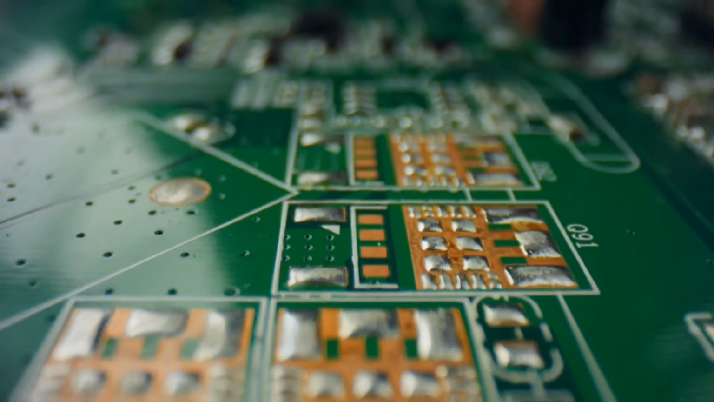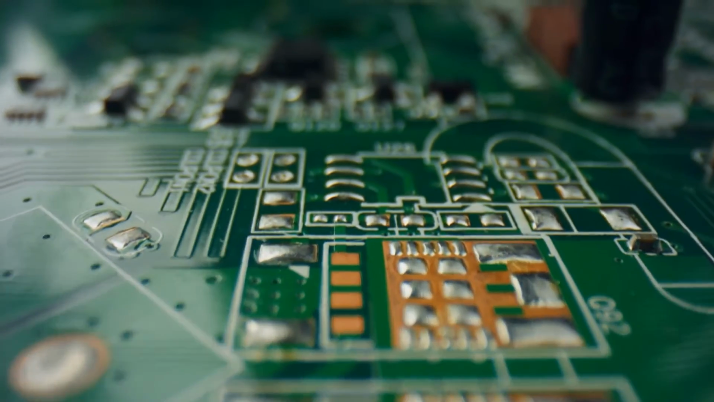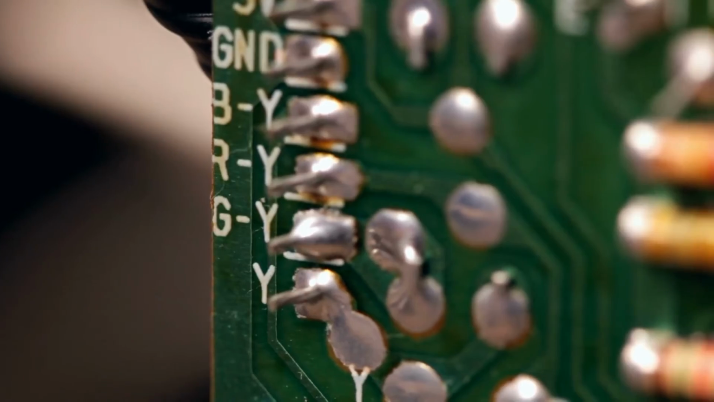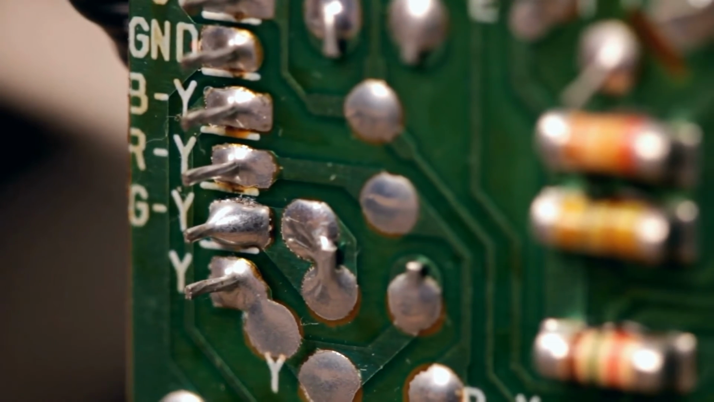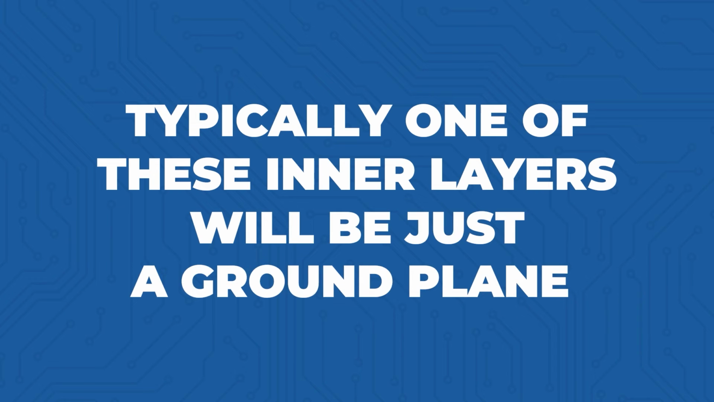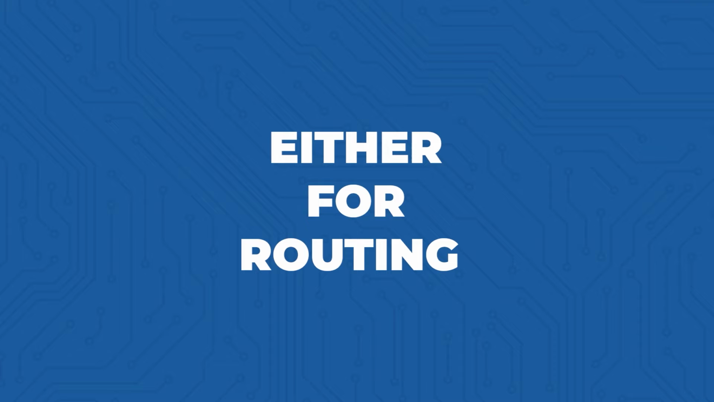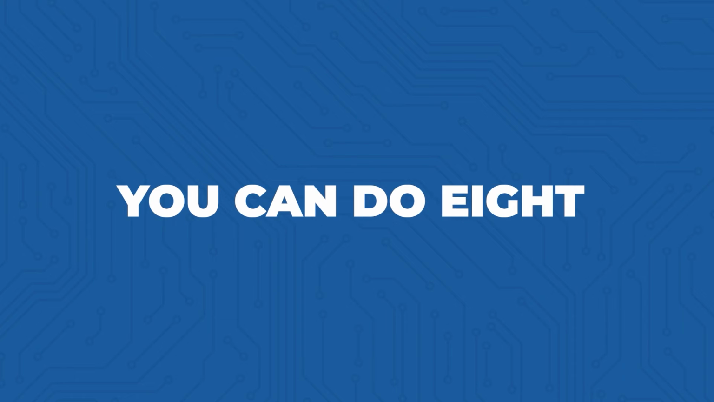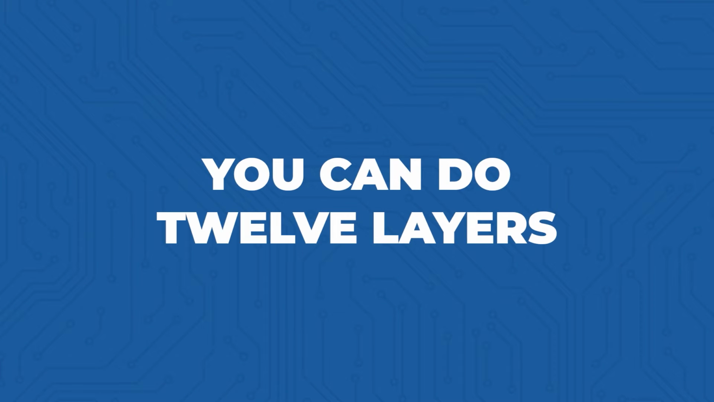Once again, you can have the top and the bottom side, which can have components and then also have routing. And then you would also have 2 inner layers that would just be for routing. Typically, one of these inner layers will be just a ground plane, and the other one may be either for routing or maybe just a power plane of some sort. And then you can go up from there. You can do 6, you can do 8, you can do 10, you can do 12 layers.